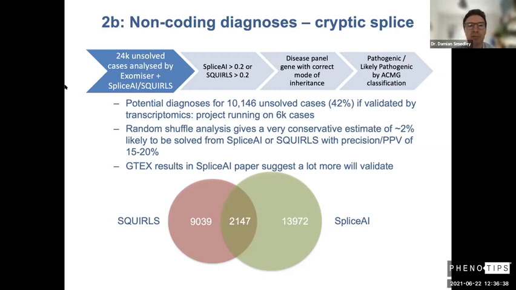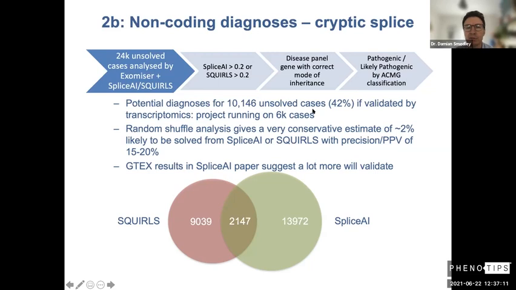Essentially, we look for any interesting-looking Exomiser candidates that have a reasonable score from these cryptic splice scorers, and also where the gene is actually in the disease panel to be as conservative as possible, and where it has the correct mode of inheritance, and again, through ACMG, where it was classified as pathogenic or likely pathogenic. When we run this, the intersection between the two tools is not very high, so that's either good or bad news. And that would actually cover 42% of the unsolved cases.